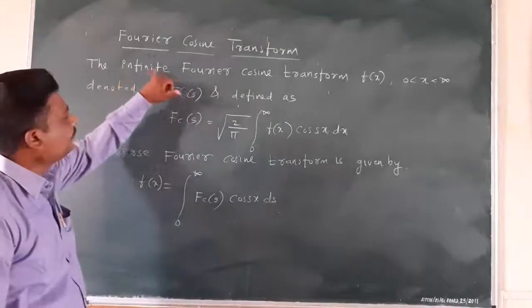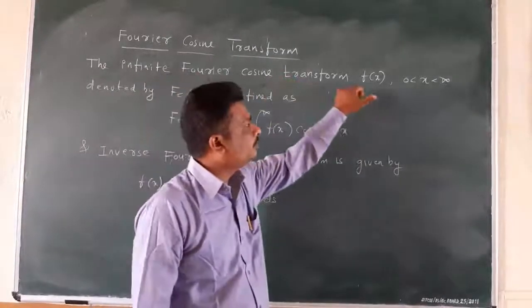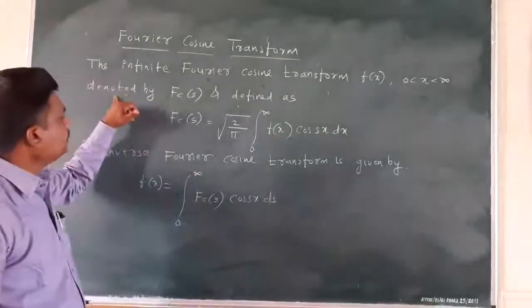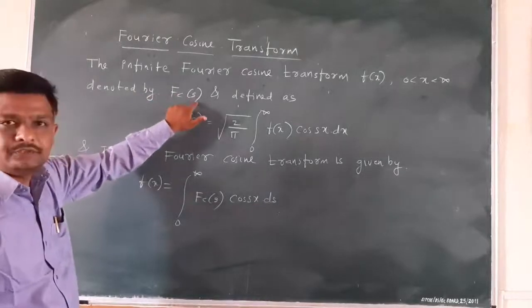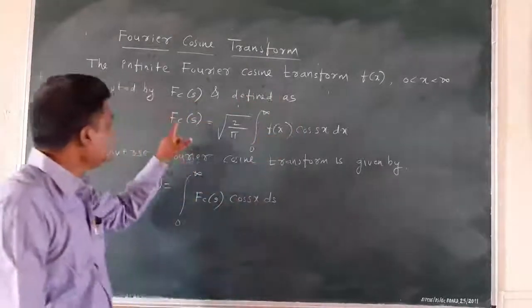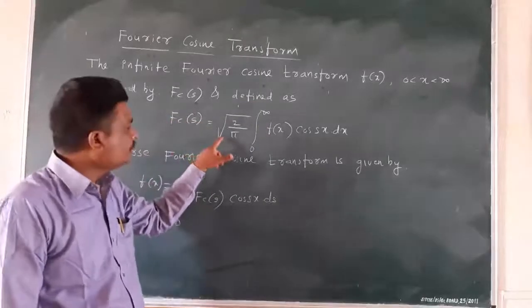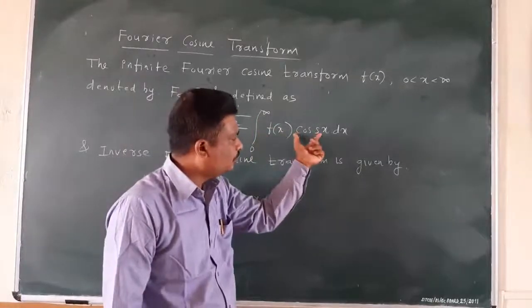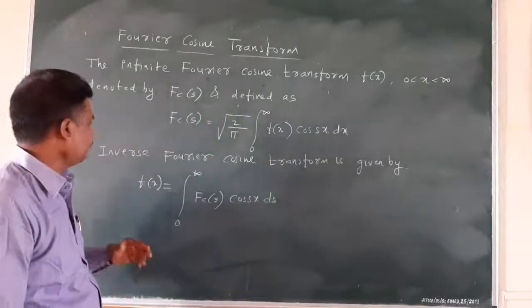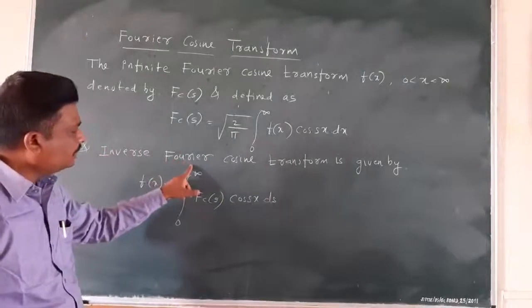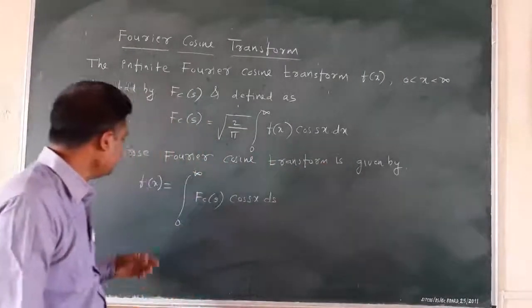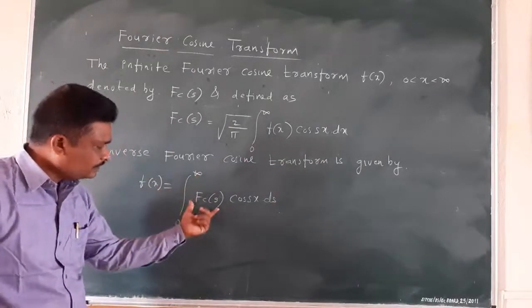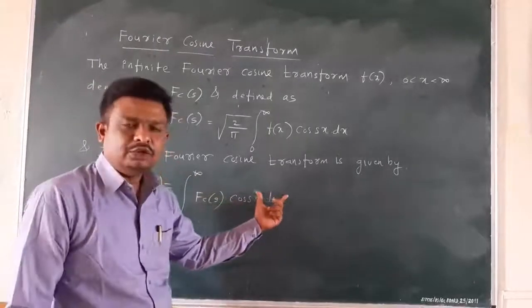So here the infinite Fourier cosine transform of f of x, where x lies between 0 and infinity, is denoted by Fc of s and is defined as Fc of s is equal to square root of 2 upon pi, integration 0 to infinity f of x into cos sx dx, and the inverse Fourier cosine transform is given by f of x equal to integration 0 to infinity Fc of s into cos sx into ds.